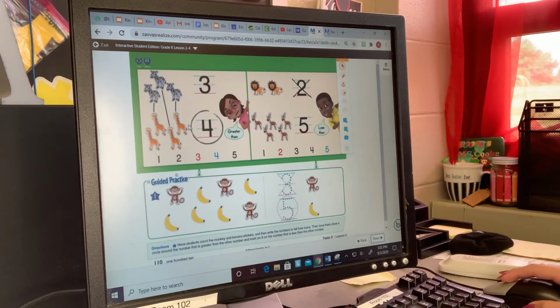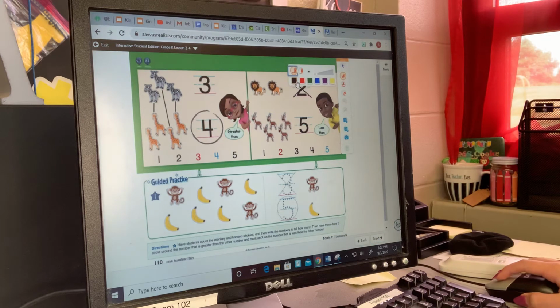All right, so in this picture right here, Marta did the same thing, but she also used a number line, which is right here, a number line, 1, 2, 3, 4, 5, to help her decide which one was greater than, which one was less than. So she did the same thing. She counted her zebras, 1, 2, 3, and wrote the number 3. She counted her giraffes, 1, 2, 3, 4, wrote the number 4.